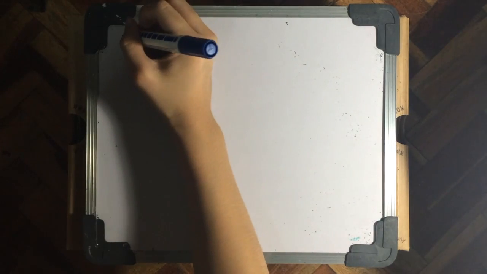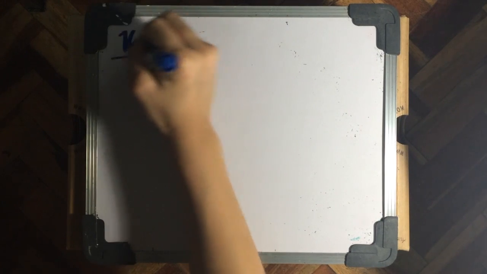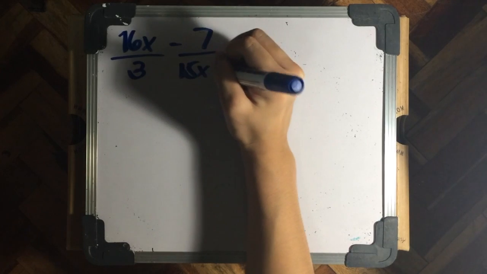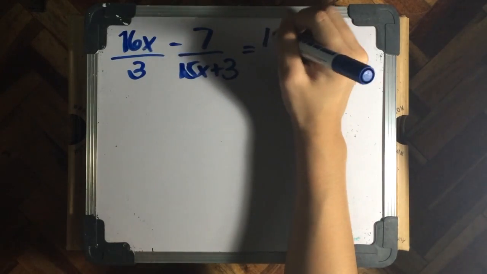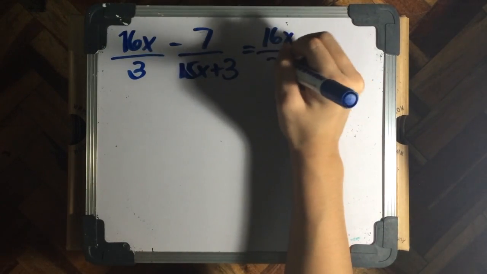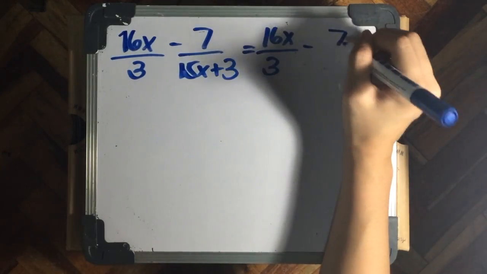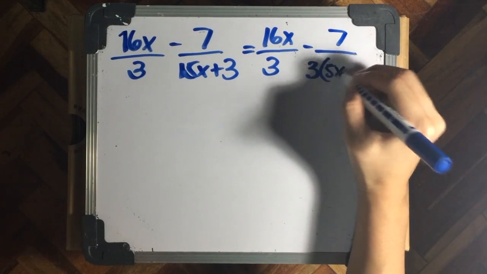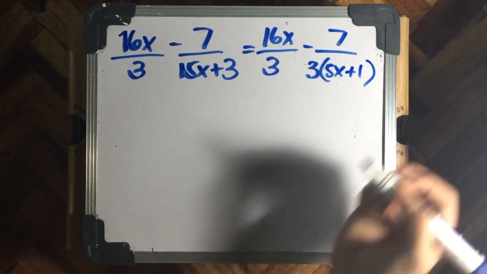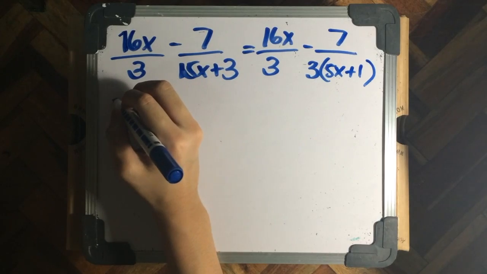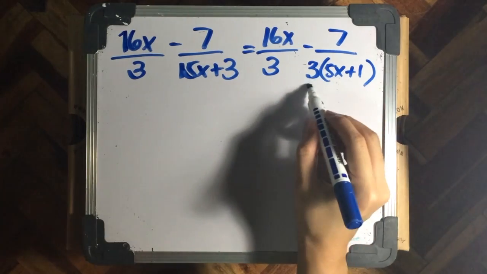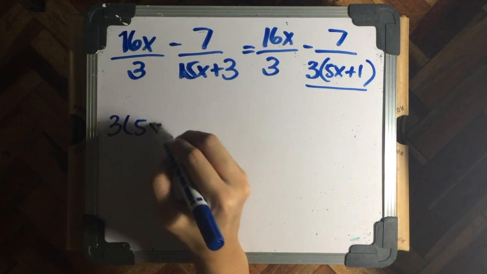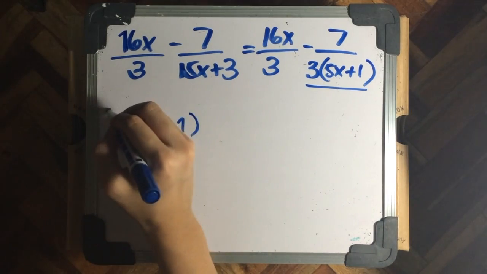Here's another example. 16x over 3 minus 7 over 15x plus 3. First, you need to find the LCD or LCM. But before you do that, you can see that one of the denominators can be factored, 15x plus 3. When factored, it becomes 3 times quantity 5x plus 1. The denominators are now 3 and 3 times quantity 5x plus 1. So the LCD or LCM would be 3 times quantity 5x plus 1.